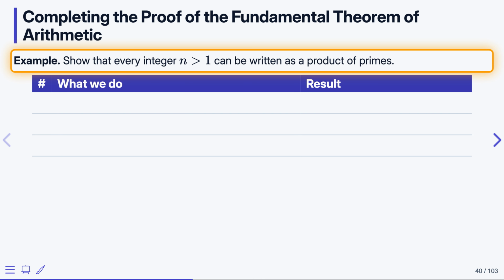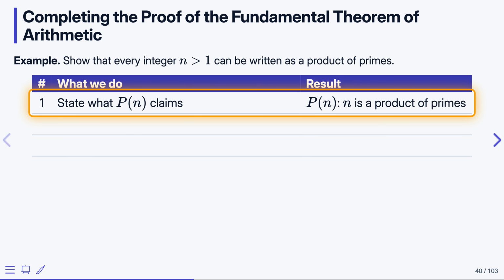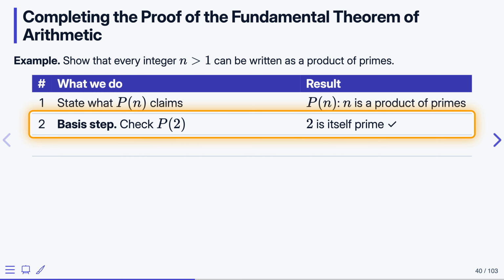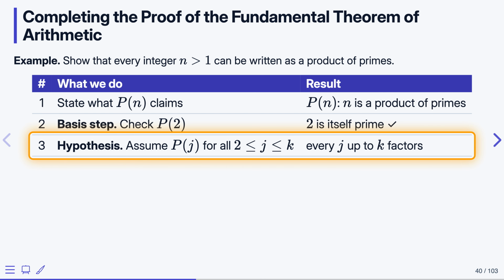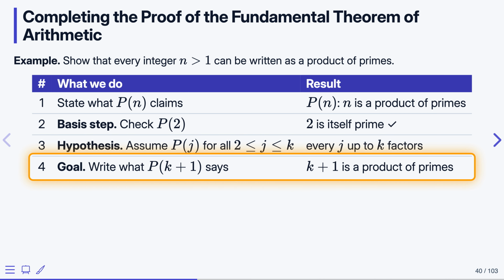Now we finish an important proof from Chapter 4. Every integer bigger than 1 can be written as a product of primes. Step 1, write P(n) down. It says n can be written as a product of primes. Step 2, the basis step. Check P(2). 2 is prime, so it is a product of 1 prime, true. Step 3, the hypothesis. This is where we need strong induction. Assume P(j) holds for every j from 2 up to k. Step 4, the target. We must show k plus 1 is a product of primes.